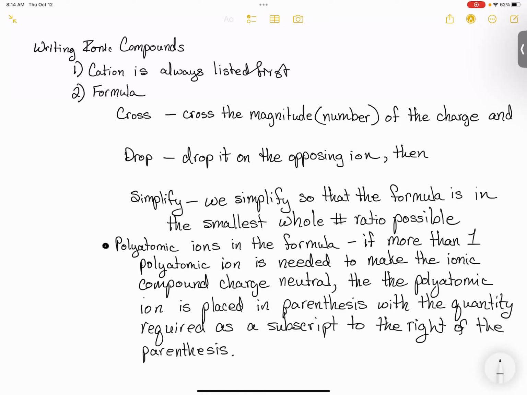So we're going to cross, drop and simplify, but if as we are dropping the magnitude onto a polyatomic, you need more than one of them, then you're going to need to put the polyatomic in parentheses in creating the formula. You don't have to do it if there's only one of them.